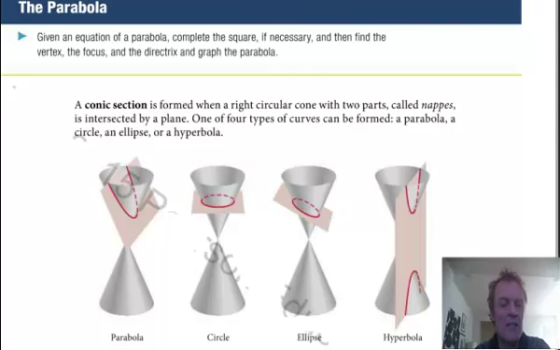Okay, conic sections. Now these are formed when a circular cone is intersected by a plane. Have a look at this. If we intersect this cone like this, we'll produce a parabola. Right through the middle of it, like this, we're going to produce a circle. At an angle like this, we'll produce an ellipse. And if we cut it like this, we'll end up with two parts that form a hyperbola.